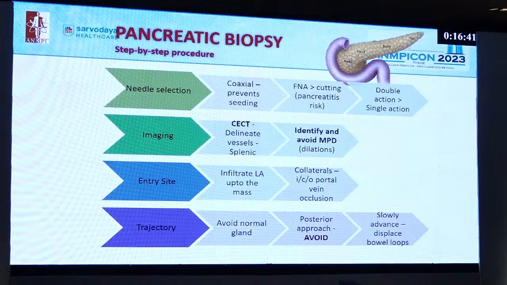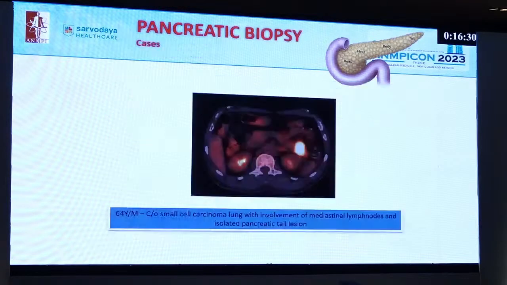We may puncture the splenic vessels, so the patient may have complications related to splenic vessel puncture. You have to advance slowly, displace the bowel loop with the blunt needle, go to the lesion and take the biopsy. So now, a few cases of pancreatic biopsy.